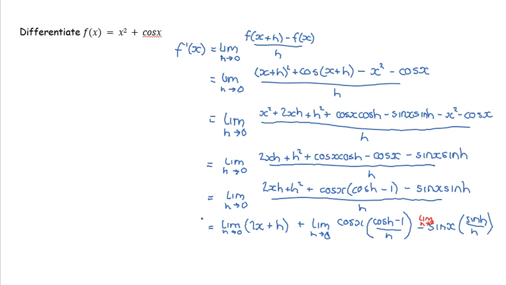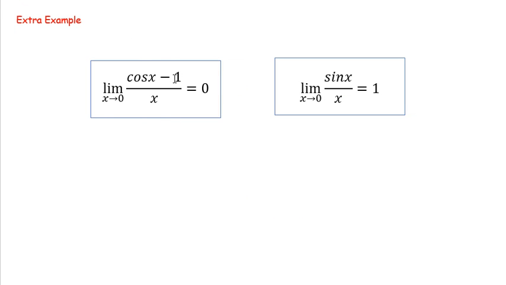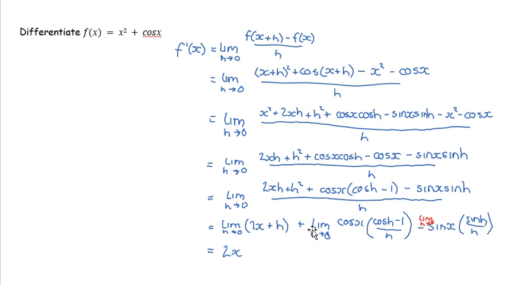So, continuing on, we know the limit of 2x plus h as h tends to 0, so if that h went to 0, I'd just be left with 2x, which is what I expected that first term to come out to be. So x squared, if I differentiate, becomes 2x. That's fine. Now, if we remember back to our two previous results, if I have cos x minus 1 over x, that goes to 0 for the limit as x tends to 0. So this part in the bracket actually just goes to 0.